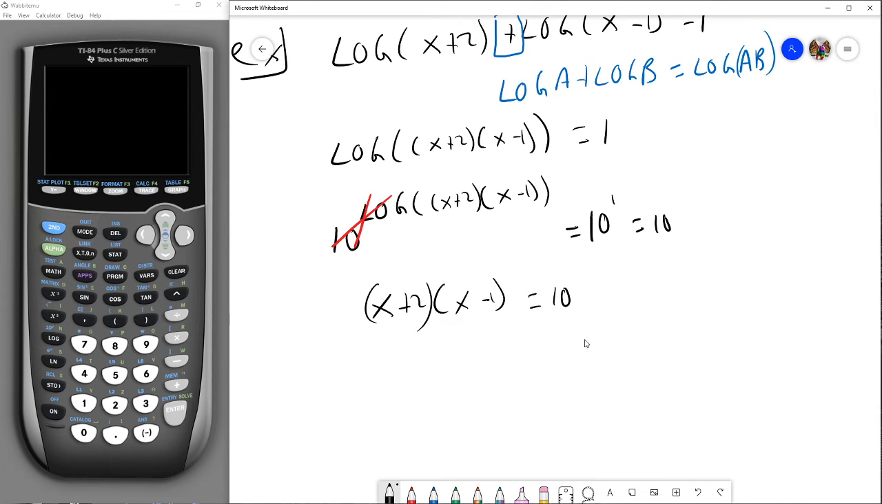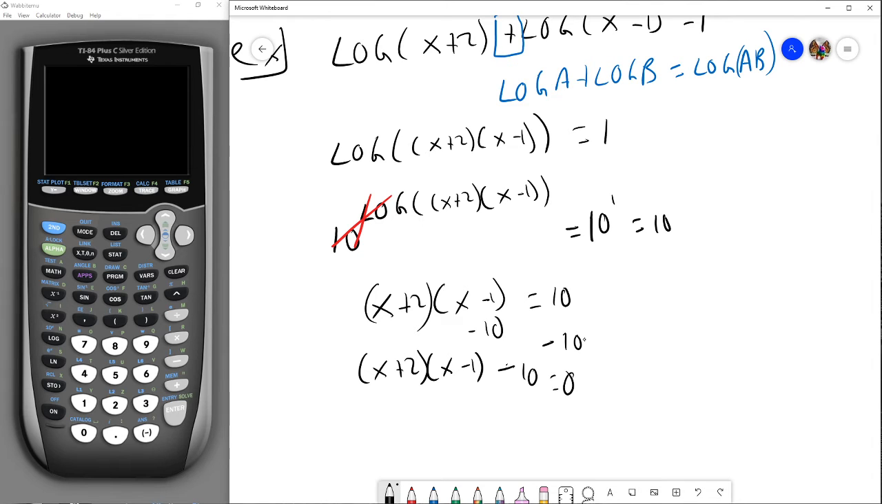Now this is a nice quadratic equation, and we need to get one side to equal 0. So I'm going to subtract the 10 over, and our next step, oops, I forgot my minus 10. Let's move that over. Minus 10 is equal to 0.